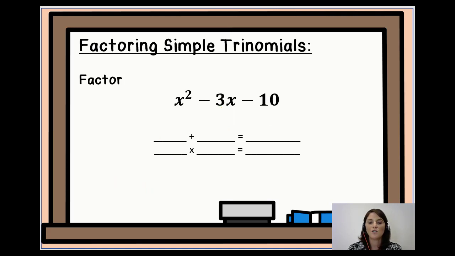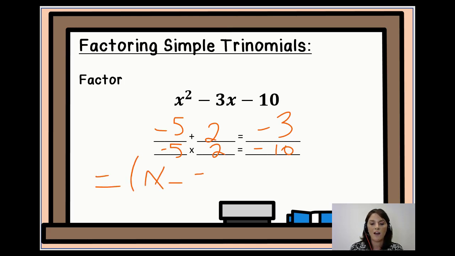Okay, here's our next example. All right, factor x squared, subtract 3x, subtract 10. So again, you're finding two numbers that add to negative 3 and multiply to negative 10. Go ahead. Okay, so the numbers that work are negative 5 and positive 2. Okay, so let's go ahead and put that into our two brackets. So x subtract 5 in one bracket and x plus 2 in the other bracket.